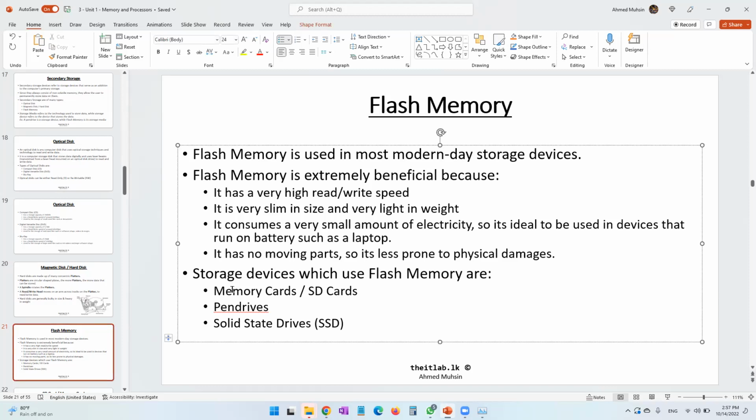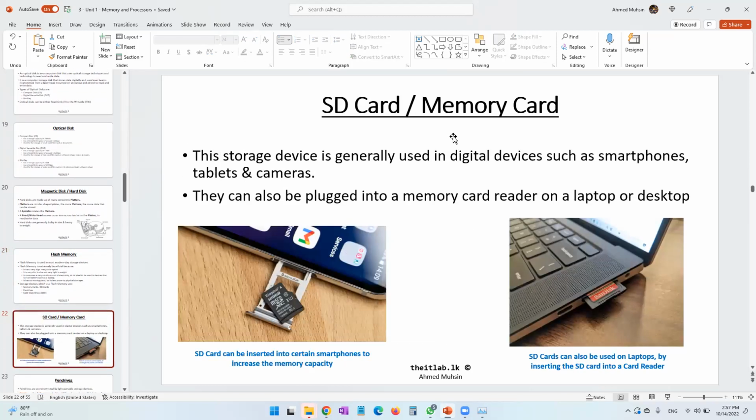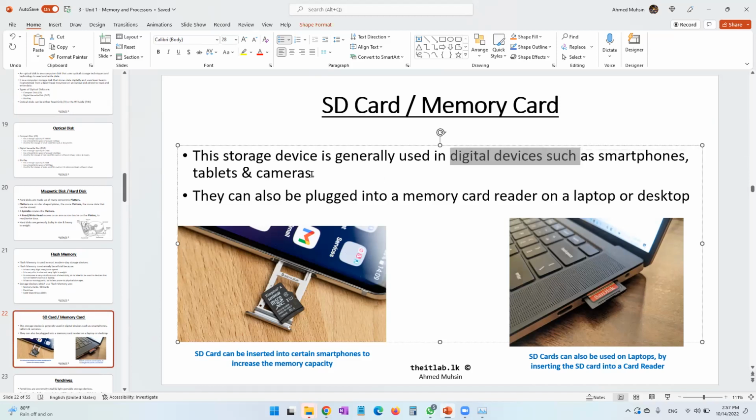You have memory cards, or you can call them SD cards, or you have pen drives, and you have solid state drives, SSDs. Okay, we will talk about each of them one by one. Right. So if you look at SD cards or memory cards, these are used in digital devices such as smartphones, tablets, and cameras.